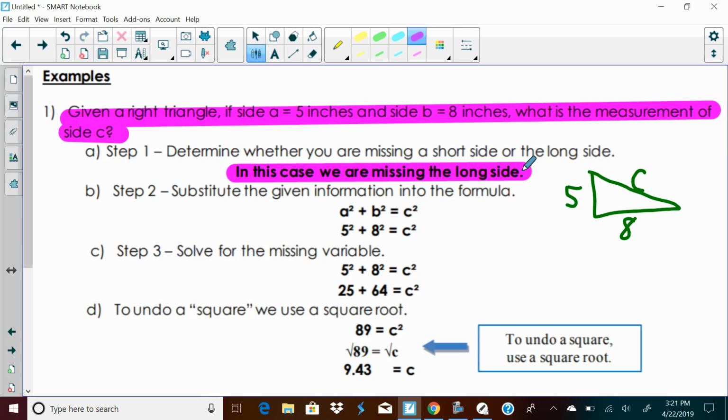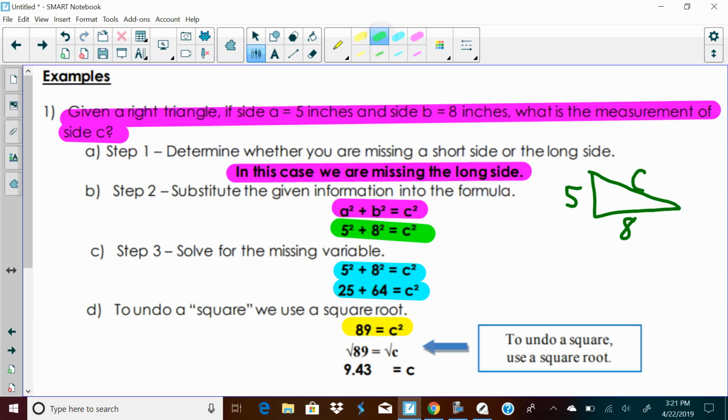Step two, substitute the information into the formula. So we write down our formula. We then substitute in what we're given. So we know 5 squared plus 8 squared equals c squared. Step three, solve for the missing variable. So we simplify, get 25 plus 64 equals c squared. So then we know that 89 equals c squared.